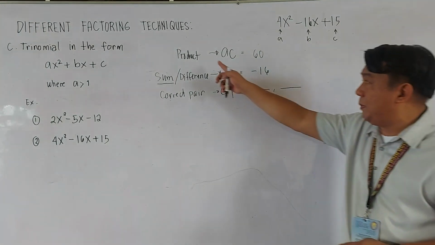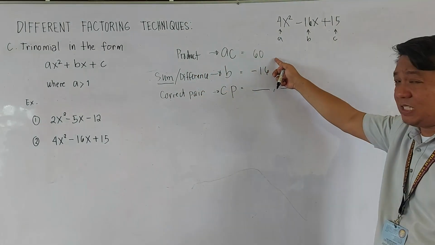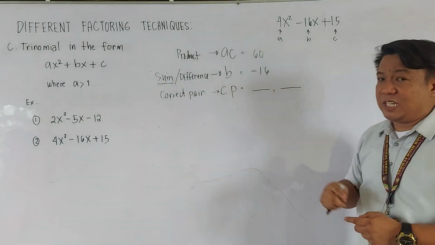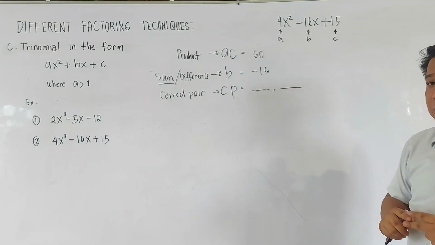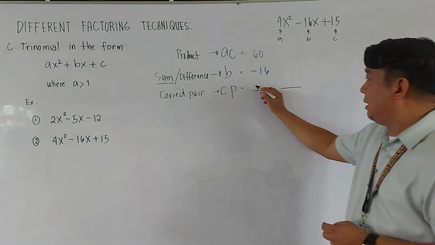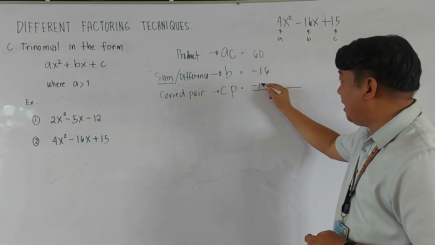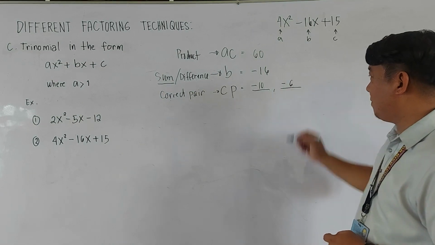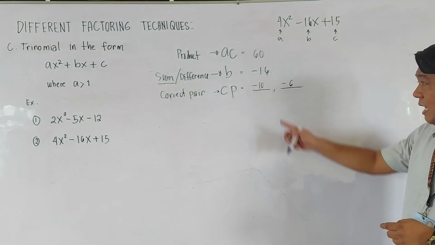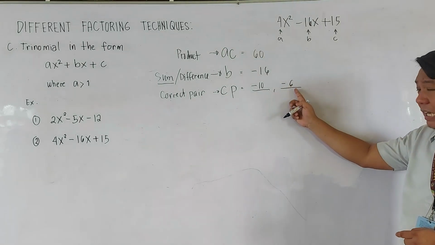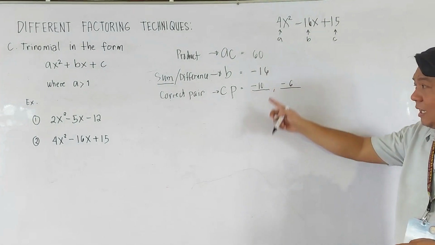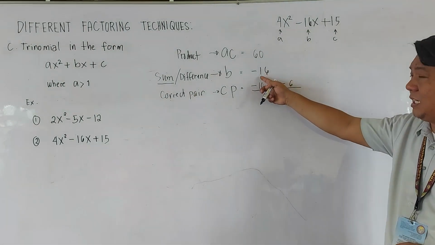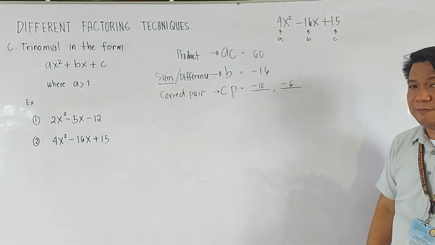na pag pinag-multiply natin ay positive 60 at pag pinag-add naman natin ay negative 16. So ano kaya yung two numbers na yun? Pwedeng negative 10 and negative 6. Tama? Negative 10 times negative 6 is positive 60. Dahil pareho sila ng sign, negative 10 and negative 6, pwede siyang i-add, that's negative 16.